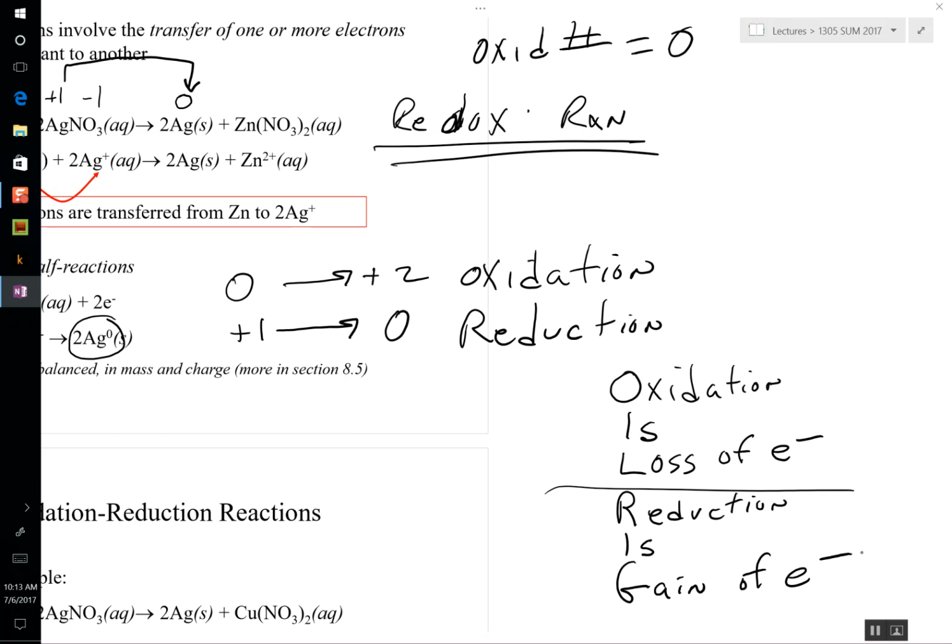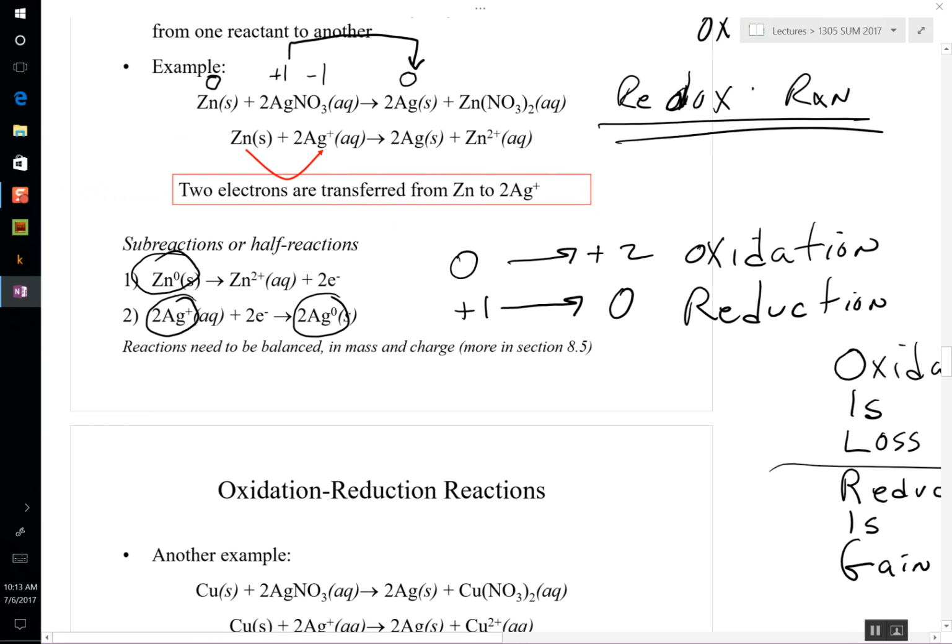Okay, if you gain a negatively charged particle, it lowers your charge. Follow that? You're gaining something, but what is that something? It's a negatively charged particle. So it makes the charge on that species that gained the electron go down, be reduced. Gaining electrons is reduction.